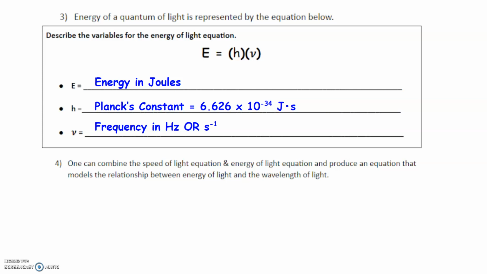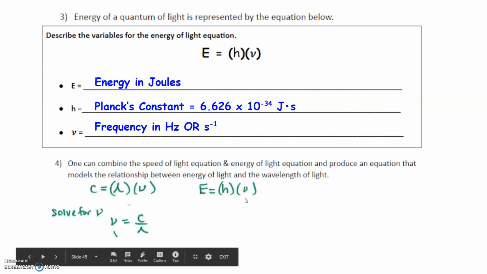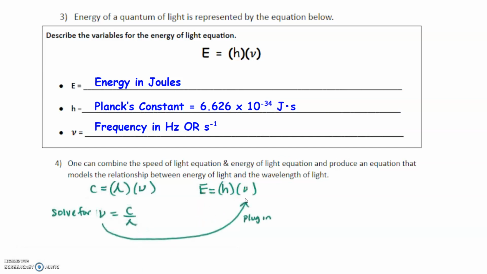So we have this equation for the energy of light, but remember we also have the equation for speed of light, which relates frequency to wavelength. So we can use these equations, the speed of light and the energy of light, to derive an equation that relates energy to wavelength. Since this equation relates energy to frequency, we can just get another one that relates energy to wavelength. And we'll do that by first solving for frequency using the speed of light equation. Then we can plug that value in for our frequency, and we get the equation energy is equal to Planck's constant times speed of light divided by the wavelength.